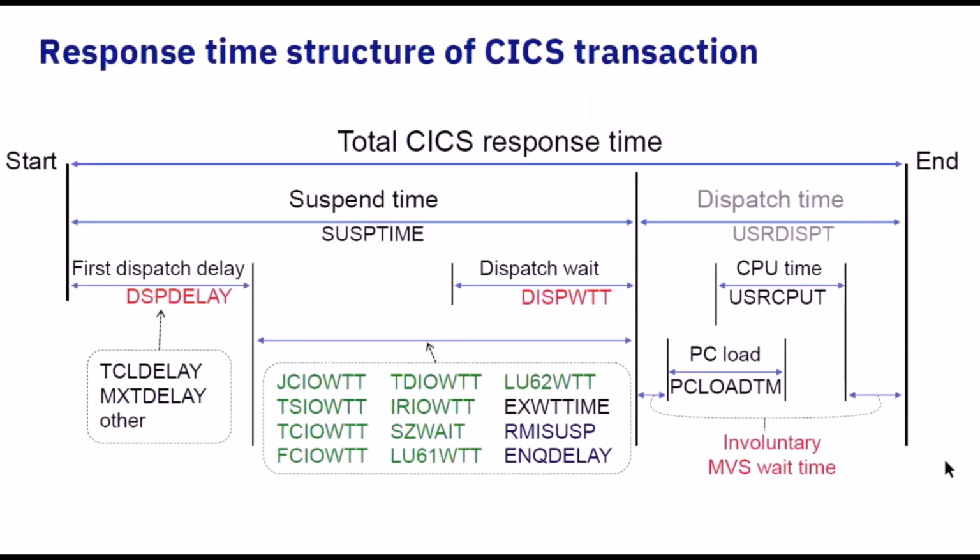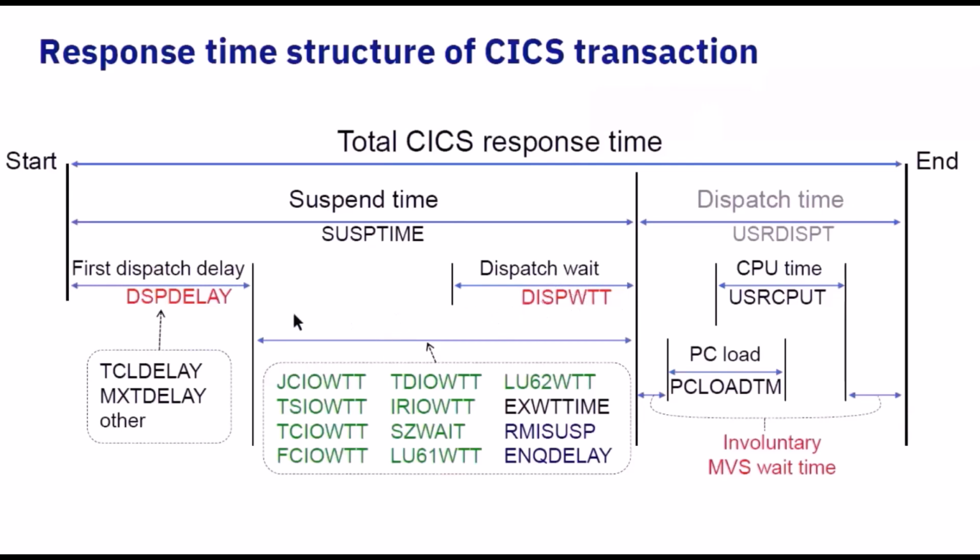As you can see, a CICS transaction is either running or waiting. If you look at the IBM documentation, it will tell you that a transaction could be running, it could be suspended or waiting, or it could be dispatchable, which means it is actually ready to run, but for whatever reason, it hasn't been given access to the CPU yet.